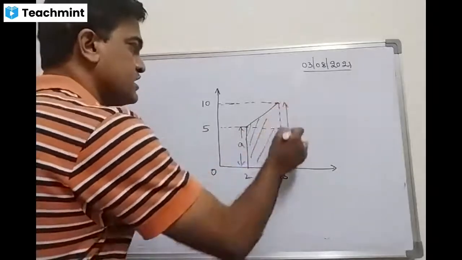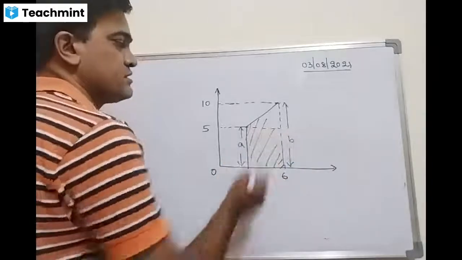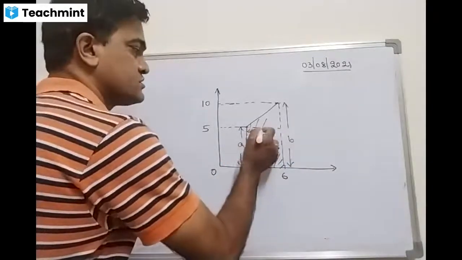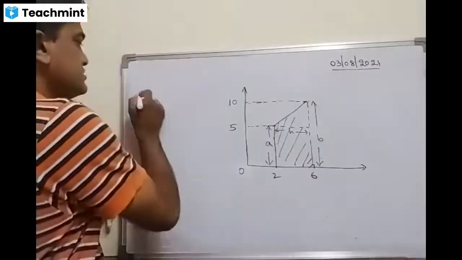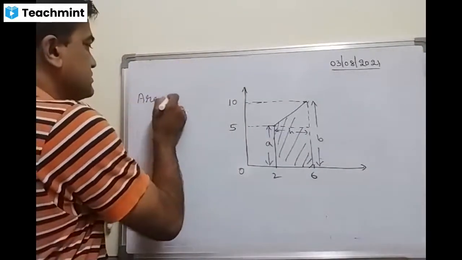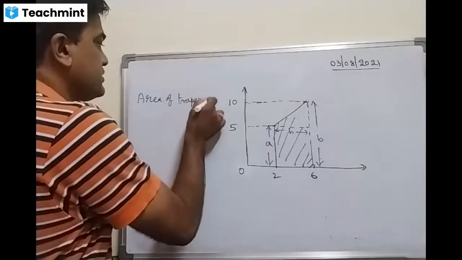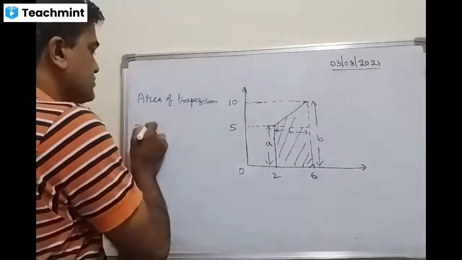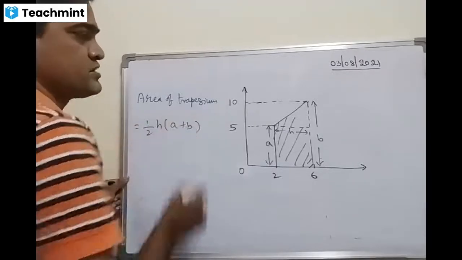I will take this entire parallel side as B, and this one is height H. So the area of a trapezium is equal to half H into A plus B.